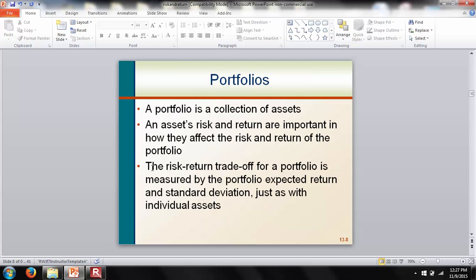Okay. So we want to move on and talk about portfolios. In finance, one of the assumptions we typically make is that investors hold portfolios. So what is a portfolio? We say that we have a portfolio when we have at least 2 investments. Okay.